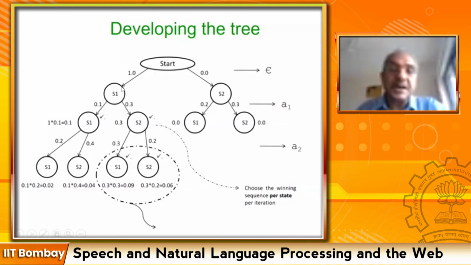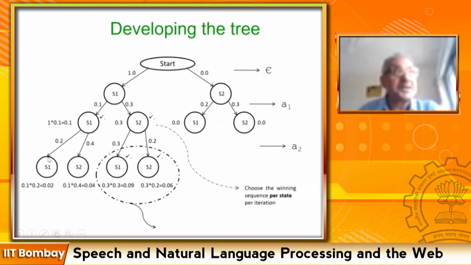So there is one path, start S1, S1, S1, start S1, S2, S1. Okay, these are the 2 paths, start S1, S1, S1, and start S1, S2, S1. These are the 2 paths, both of them ending in S1. And now we ask, what is the accumulated probability? Accumulated probability for these 2 paths. The accumulated probability for the first leftmost S1 is 0.02. Why? 1 into 0.1 into 0.2. Okay, you have to just take the product of each probability on the arc.